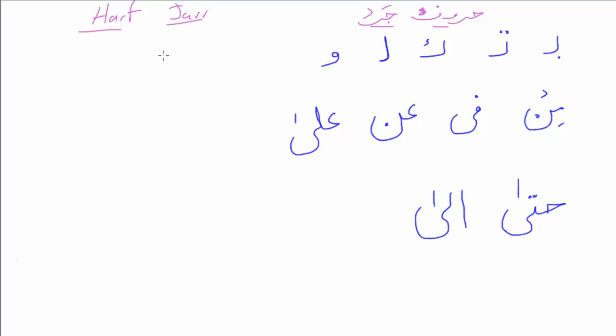What does that mean? If these come with another word, they will make it take the form of jarr. So if I have kitab in the normal form, it'll be kitabun. But if I take one of these, such as ba, and I say bi kitab, since it's a harf jarr, it won't be kitabun, it will become kitabin, bi kitabin. That can go with anything.